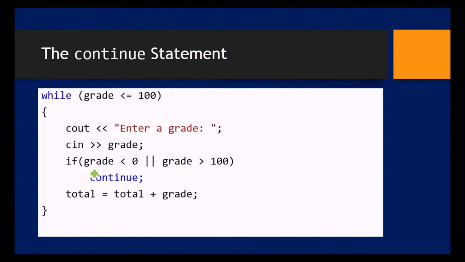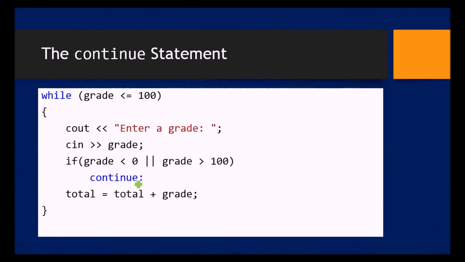So what does that mean? If the user entered a grade and they entered a number that was less than 0, meaning a negative number, or they entered a number greater than 100, continue. That means an invalid grade. That means if they enter an invalid grade, if they enter a negative number or a grade that's greater than 100, I don't want to total it. I don't want this line of code to run. So what continue does is it skips that and goes back to the loop test. Now there could be multiple lines of code down here. All of them will be skipped. When continue runs, it goes back to the loop test.